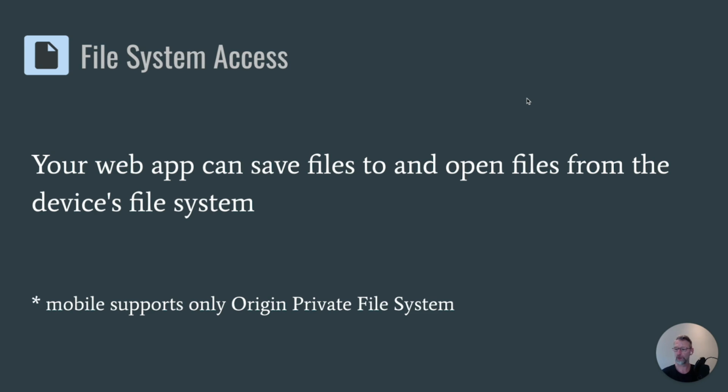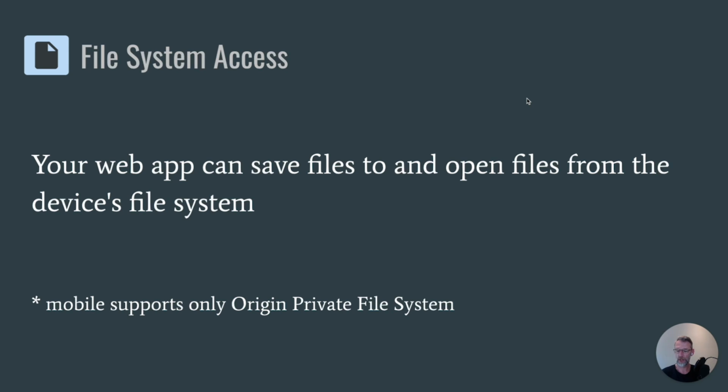File system access was also a big one from last year. It means that your web app can now access the file system on your device. You can save files, open files, delete them, create folders, all of that. On mobile, this is not supported, but mobile devices support the Origin Private File System, or OPFS for short.